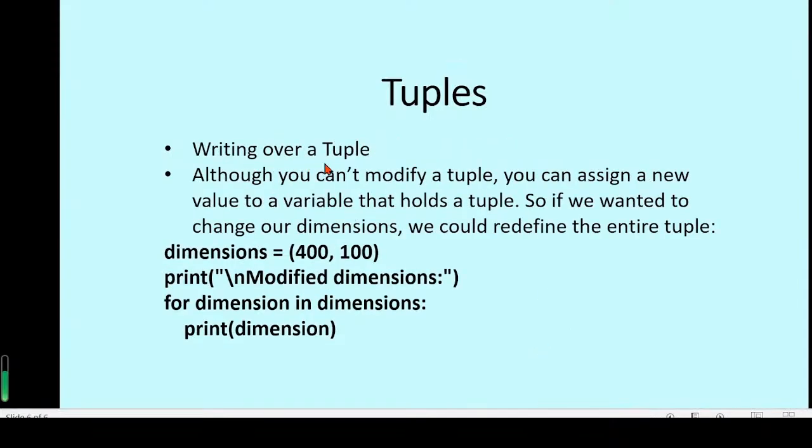Writing over a tuple: although you cannot modify a tuple, you can assign a new value to a variable that holds a tuple. So if we want to change our dimensions, we could redefine the entire tuple. This is the original tuple, and this is the new tuple we defined. Because you cannot change the element one by one, you can define the entire tuple again with the new value you want.